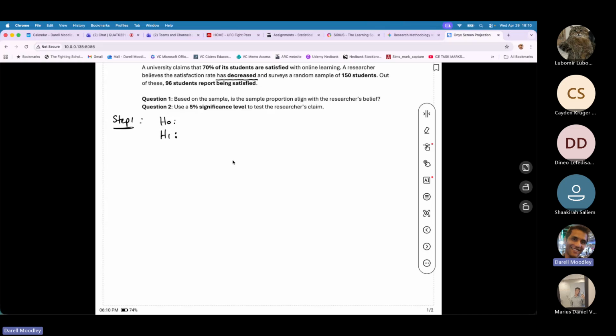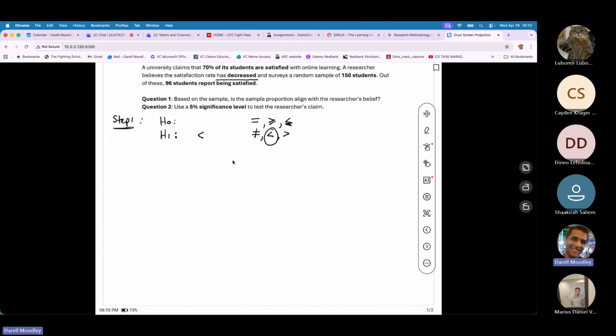Decreased. So the researcher believes it's less than 70%. So remember what I said last week? In H1, H1 can only take the symbols not equals to, less than, and greater than. And if that is the case, then H0 will take the opposite, which is equal to, greater than or equal to, and less than or equal to. Now, if the researcher believes it has decreased, so that means it's less than 70%, then it has to be in H1. So your less than falls here.